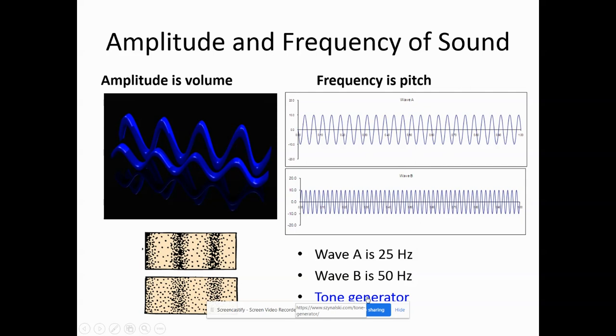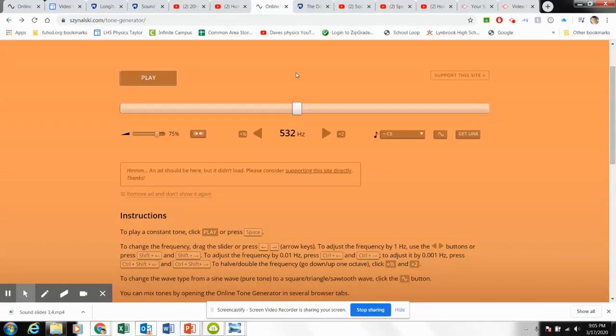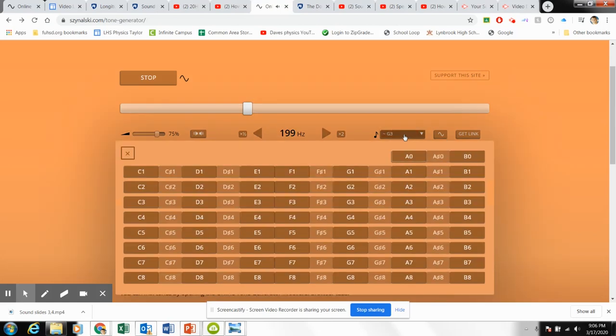Let's click on this tone generator here. So this website will allow us to enter the frequency that we want, and we can hear what it sounds like. And I can choose notes on the scale. And you can see the frequency right here.